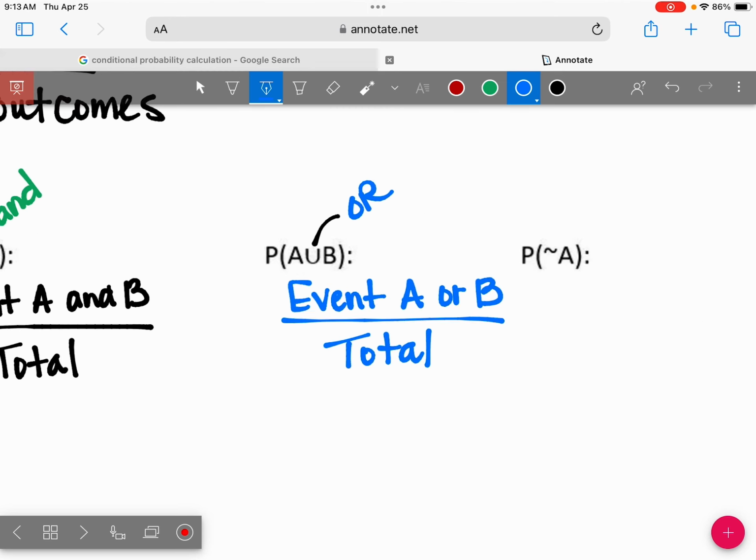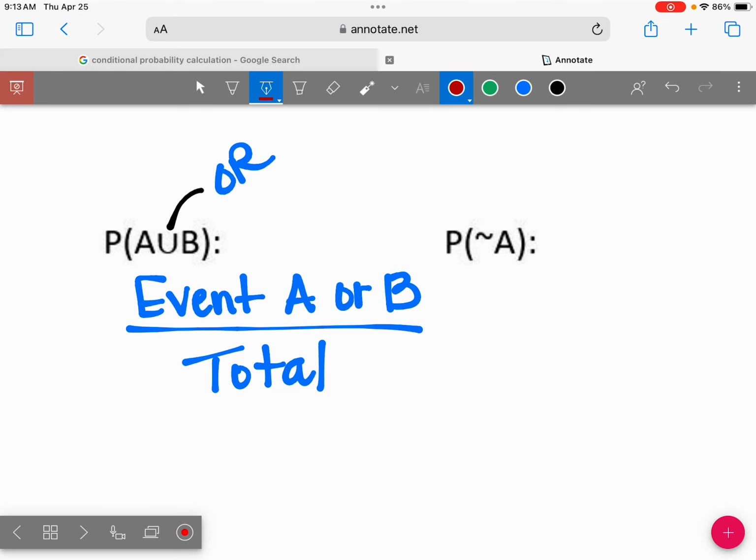And then this last one, whenever you see this little squiggle, that means not A. So the probability that it does not happen. So not A happening, not event A.